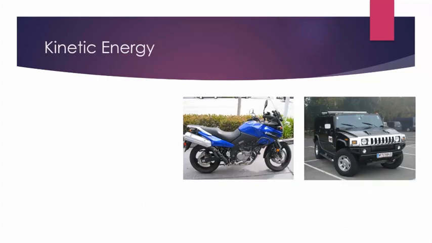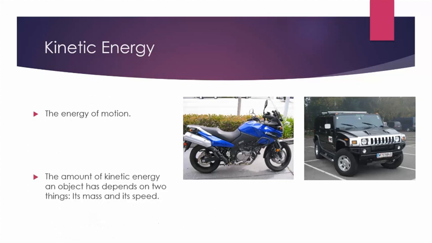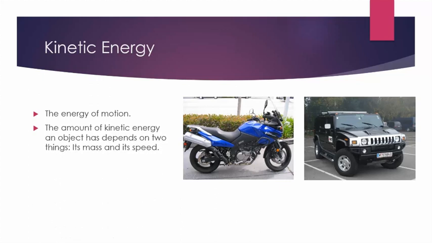So first off, we're going to talk kinetic energy. Kinetic energy is the energy of motion. So here we've got a couple of vehicles pictured, motorcycles and a Humvee, an H2, I think. The amount of kinetic energy an object has depends on two things: its mass and its speed.